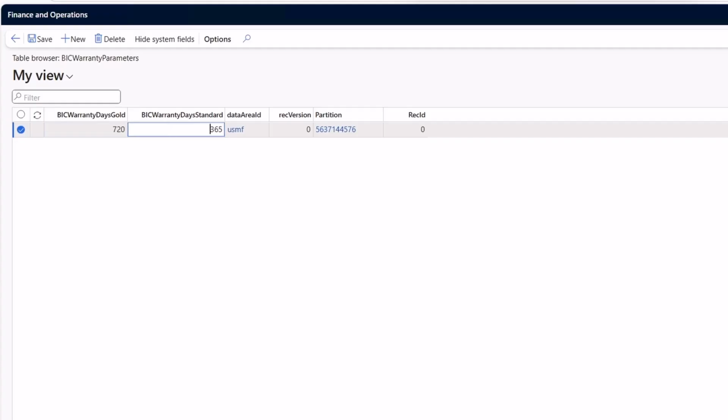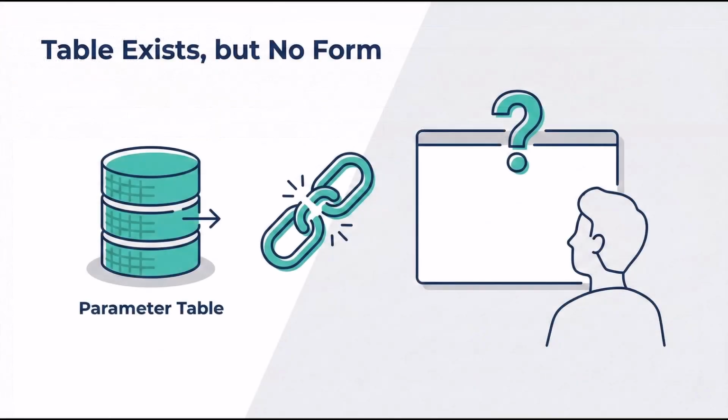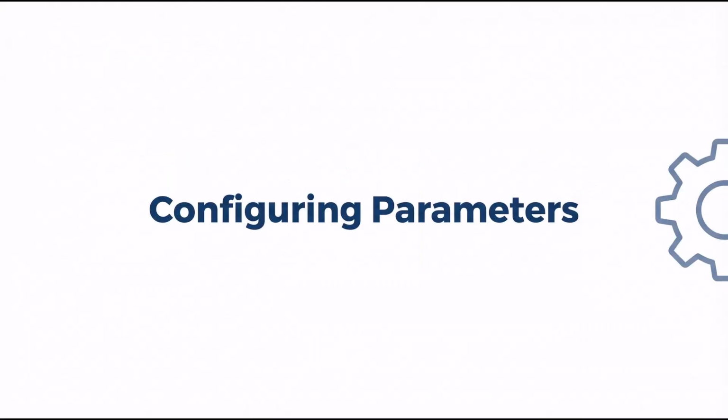So remember in video 9, we created that parameter table. We added fields like warranty days to store our configuration. But right now we have a problem. Even though the table exists, there is no place in the system where a user can actually go in and edit those values. So today we will fix that.